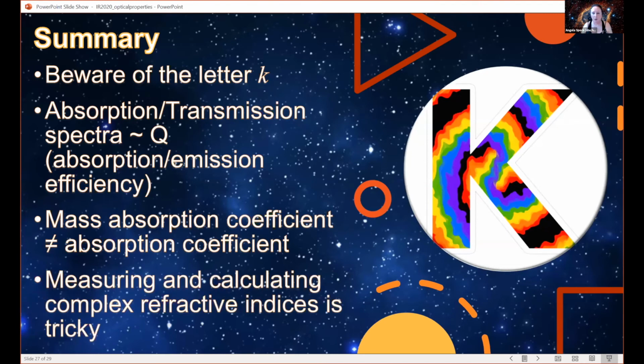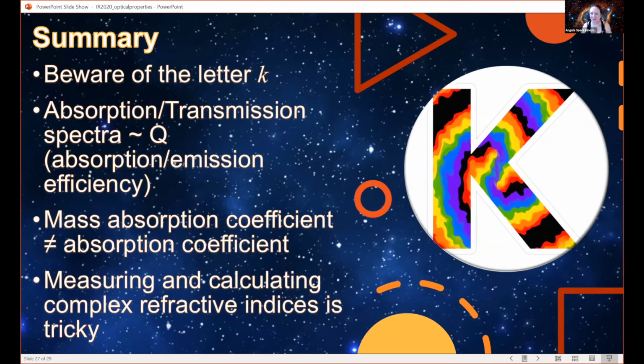And whether we're talking about calculating from refractive indices or especially extracting refractive indices, there's a lot of data out there that is compromised by it being done on small grains rather than on bulk samples. And I'm going to leave you with a cartoon. Thank you.